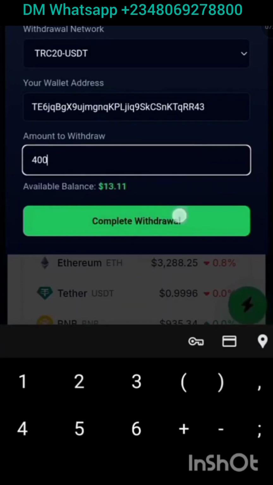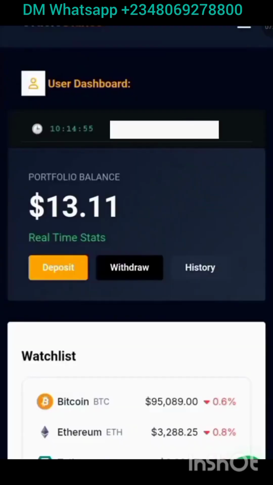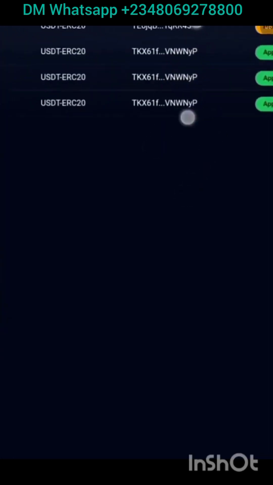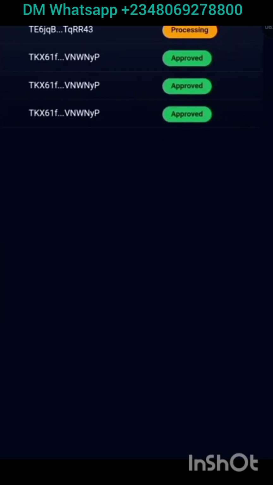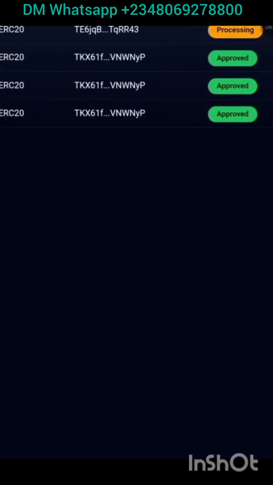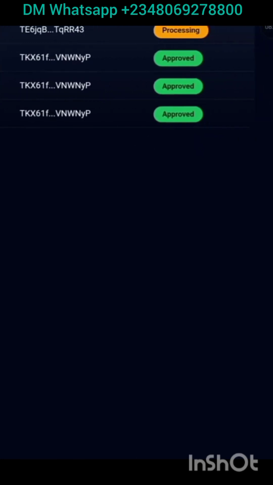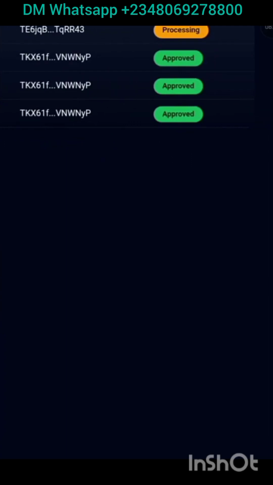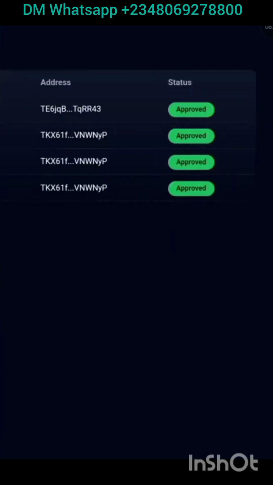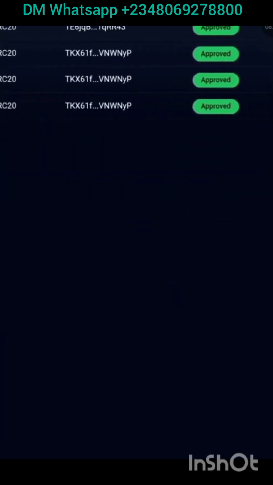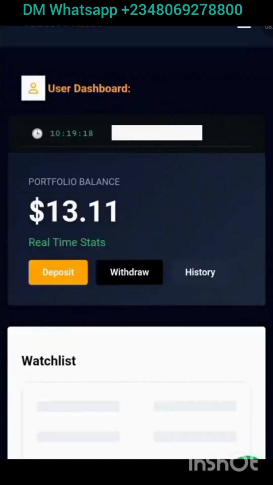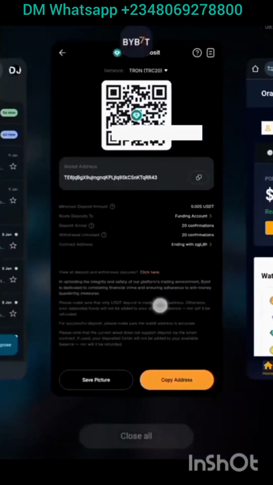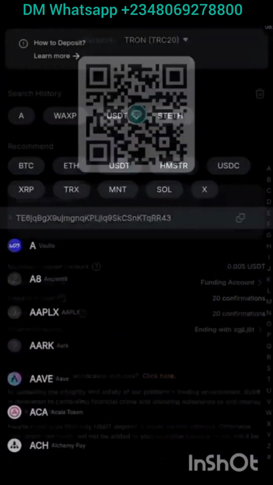Once someone starts trading on this particular bot, remember, the same wallet you use to make a deposit is the same wallet you use to make a withdrawal. You can see other withdrawals that I've made here. All of them are approved and I've gotten all of them in my wallet. This particular one right now is under processing and approved. So this is 400. I'm going to go back to my Bybit and let's see if the money has actually arrived in my Bybit.